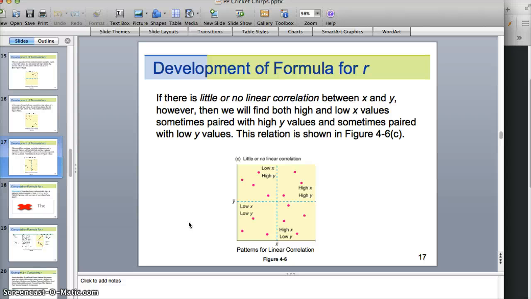If there is little or no linear correlation between x and y, however, then we will find both high and low x values, sometimes paired with high y values and sometimes paired with low y values. This relationship is shown here below.